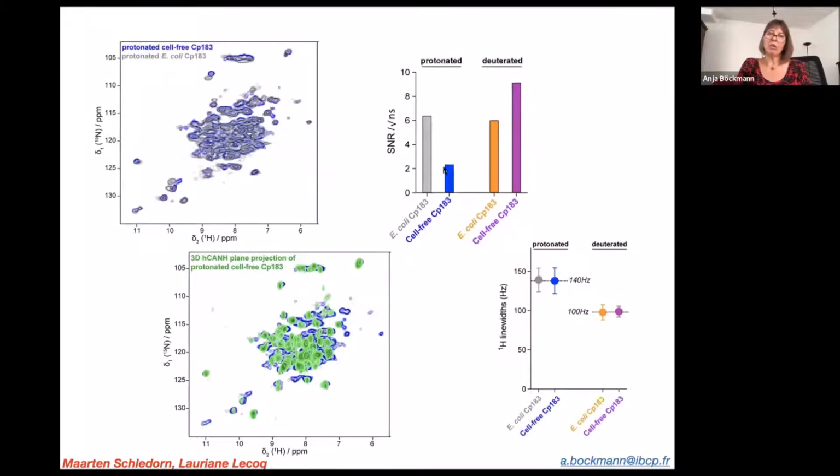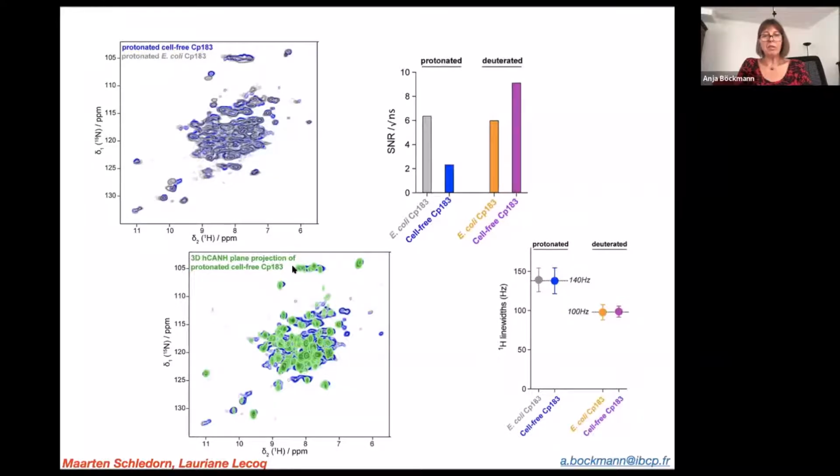For the protonated version, either the rotor was not very full or we had more contaminants. This is not very clear. We got less signal, but for the deuterated sample, it was really nice expression, and we got even more signal to noise on the rotor than from the E. coli sample. On this one, we could also record a 3D spectrum here.